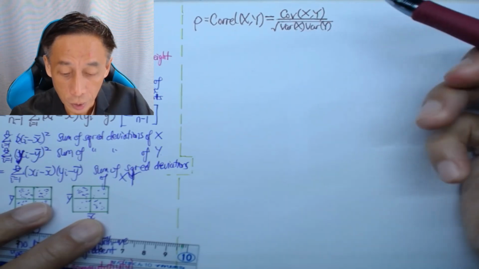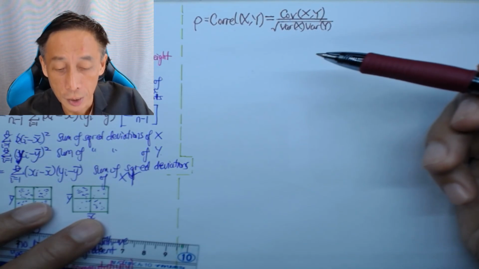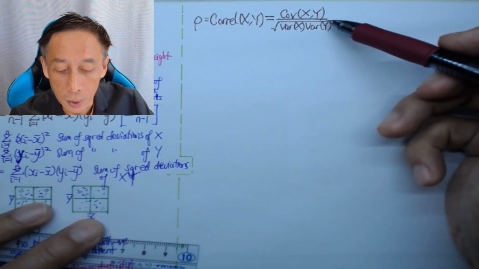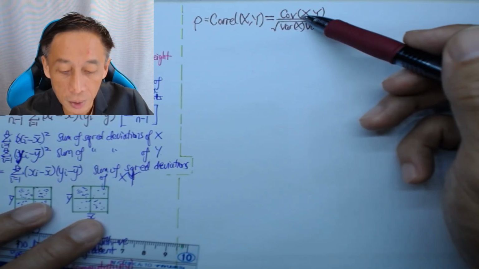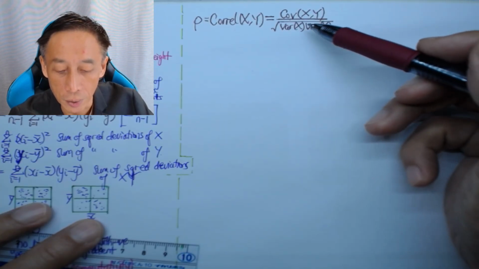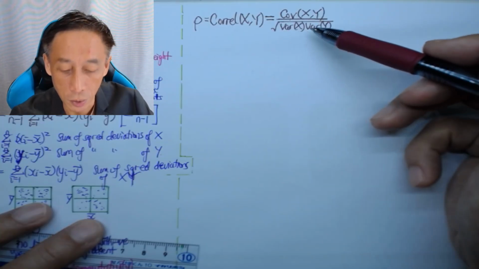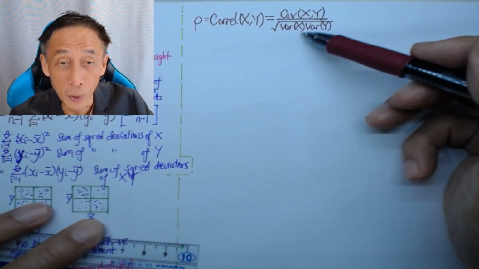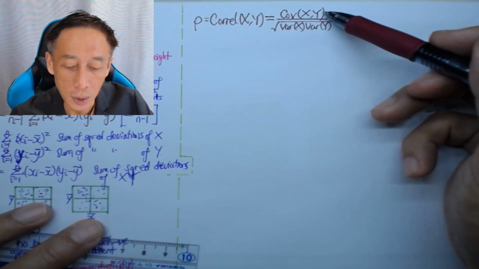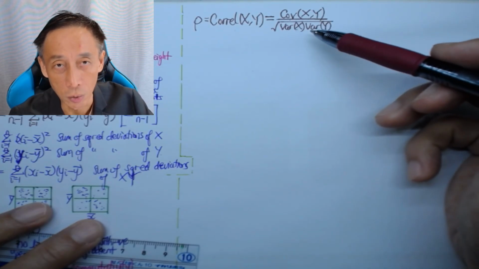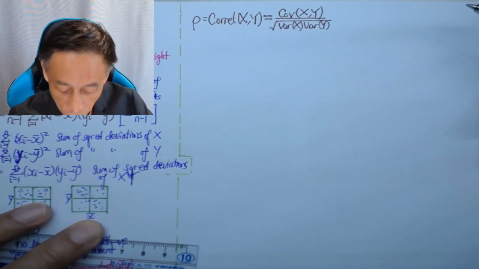So if x and y, their values are large, right? Then their units will cancel out because if there are million dollars and $1 million, then the square root of variance of x, y will also be $1 million. Numerator, denominator units will cancel out. If it is micrometer, then same thing, it will cancel out. So that correlation is just a number without unit.